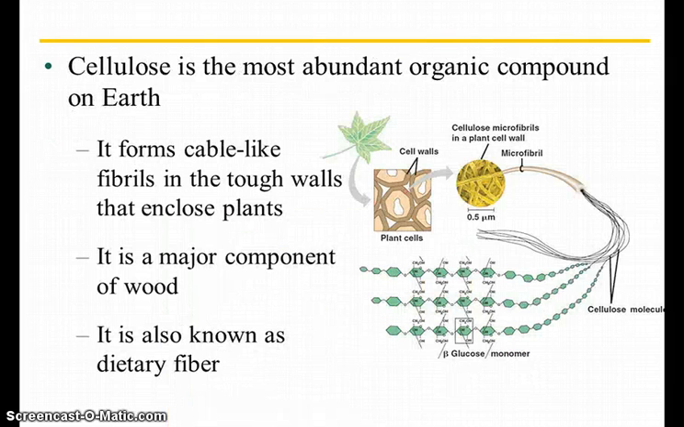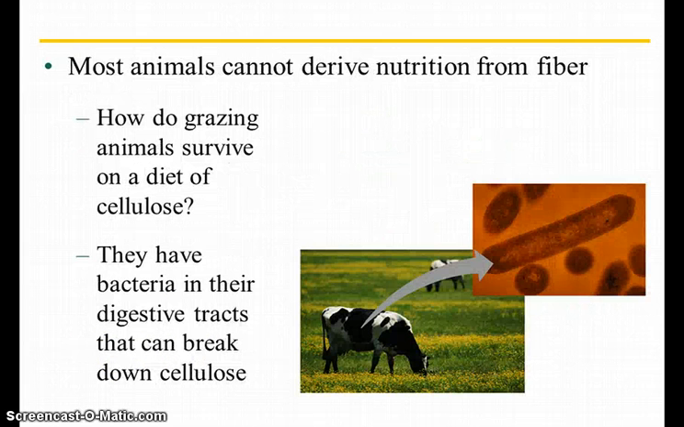And then cellulose, actually the most abundant organic compound on Earth. It's got these really tough fibers. It's dietary fiber. And most animals, we can't break it down. And how do animals survive on a diet like that? They have bacteria that can break it down.